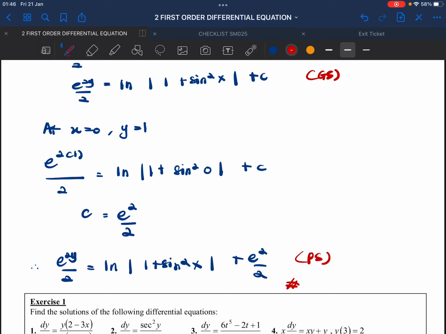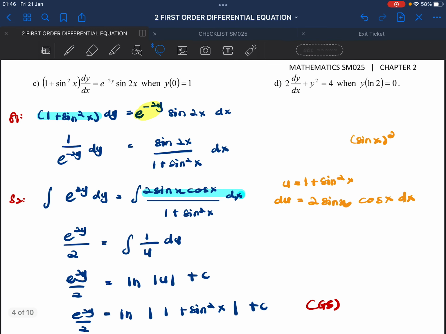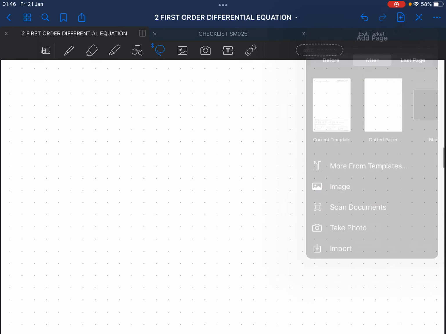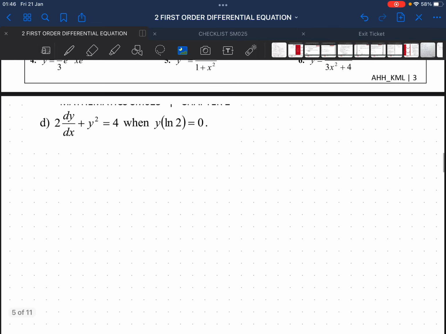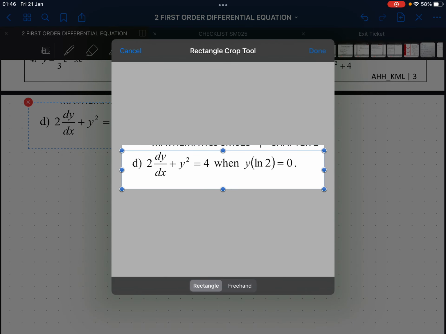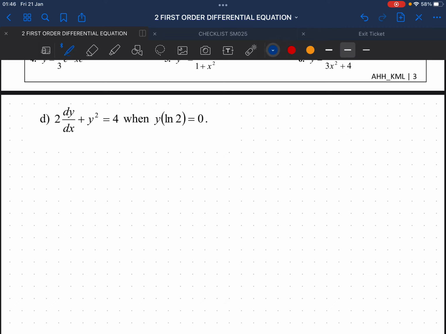Alright, so last example for particular solution for solving differential equation by using separable variables. Okay, so let's see. Okay, so we have 2 dy over dx plus y squared, when y equals ln 2, is equal to 0. So as I said, what is in the bracket is your x. So that means you have x equals ln 2 and your y equals 0.